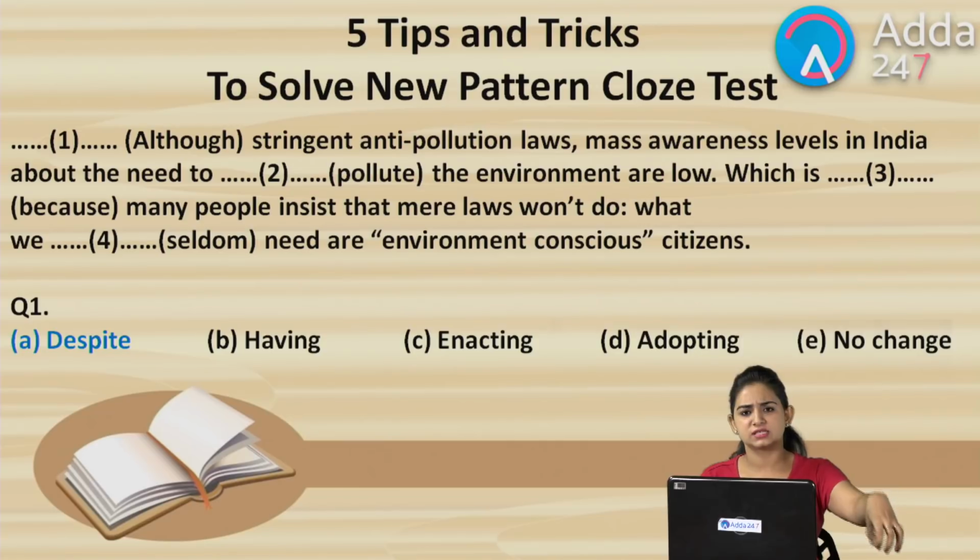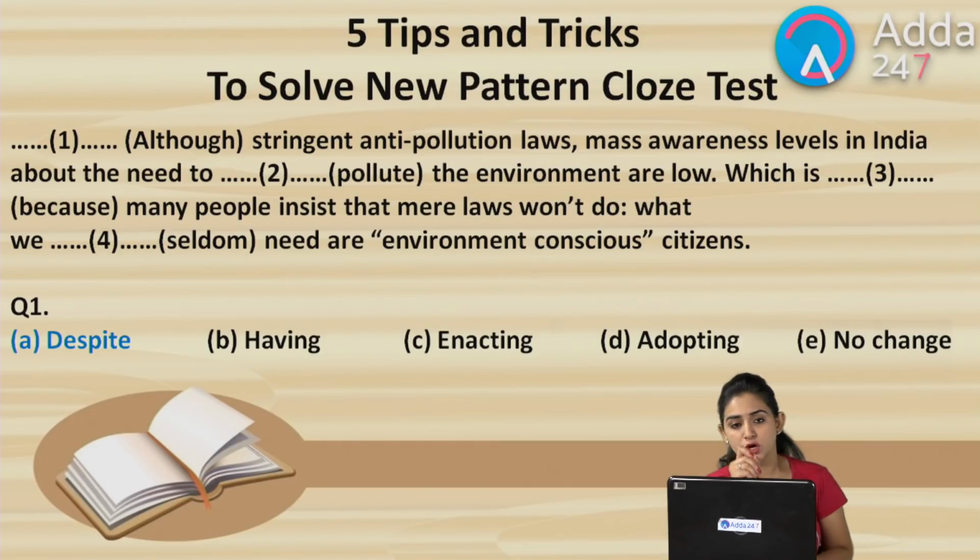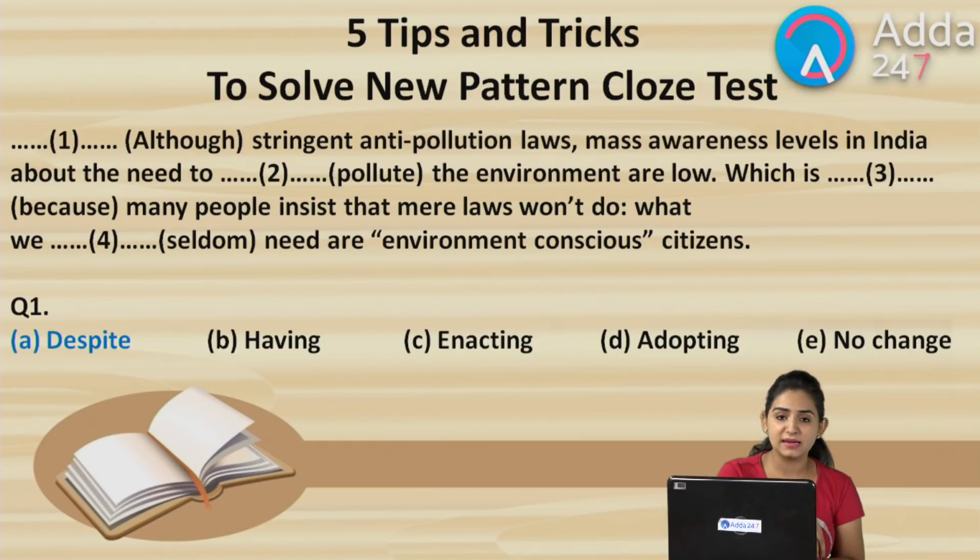Although we have this condition, yet mass awareness levels in India about the need to. So here in the first option we have the correct answer as despite, which means no matter we have stringent anti-pollution laws, then too what happens, the environmental levels are getting low.